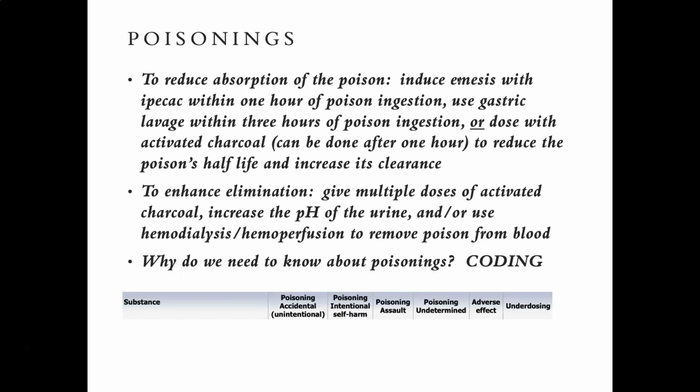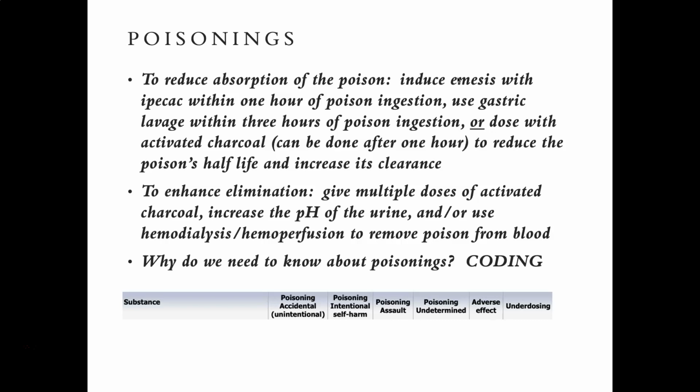All right, so poisonings. To reduce the absorption of the poison, there are 3 ways to reduce it. The first one is induce emesis with ipecac within 1 hour of poison ingestion. The second way is to use gastric lavage within 3 hours of poison ingestion. The third way is to dose with activated charcoal, in most cases, which can be done after 1 hour to reduce the poison's half-life and increase its clearance.